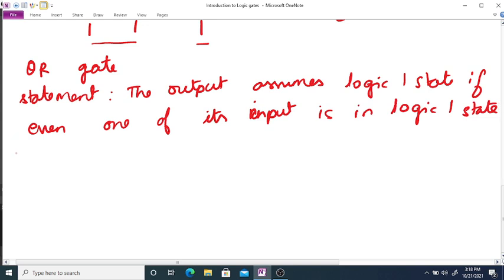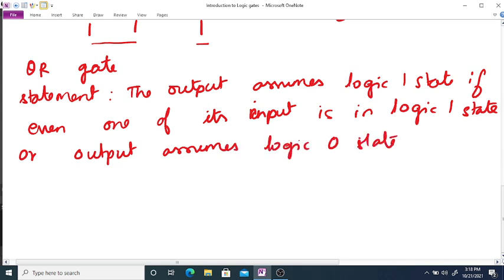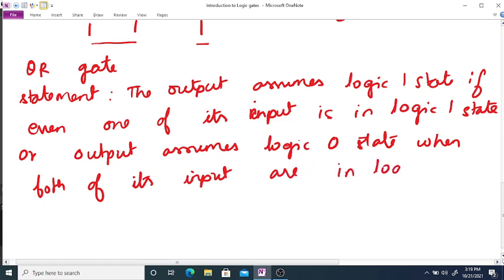or it can also be stated as output assumes logic 0 state when both of its input are in logic 0 state.